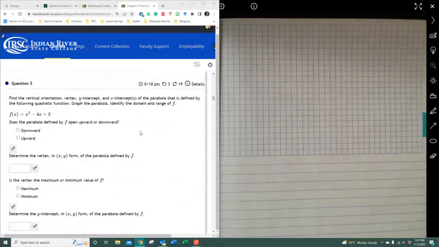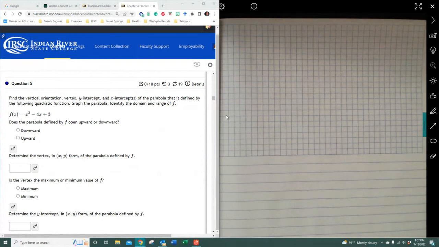All right. It says find the vertical orientation, vertex, y-intercept, and x-intercept of the parabola that is defined by the following quadratic function. Graph the parabola, identify the domain and range of the function f. Now, you've been reviewing and practicing some of these things.